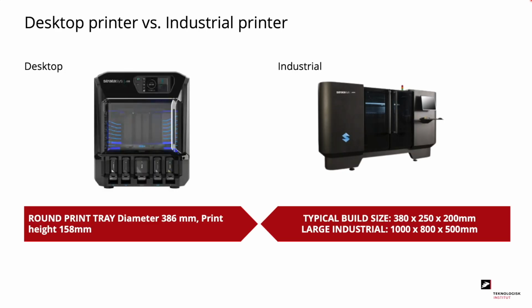Material jetting printers come in different sizes and prices. On the left we see an example of a desktop printer, but these are not very common. And then on the right you have an example of an industrial printer. The main difference between the 2 types of printers is the size of the parts that you can print, but of course also the price of the printer. And an industrial printer will be way more expensive.